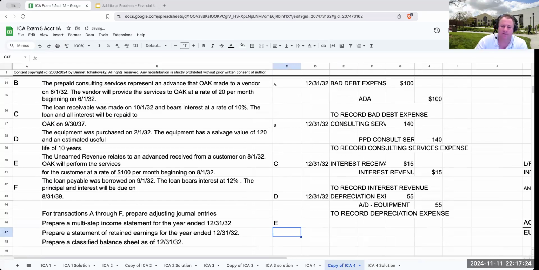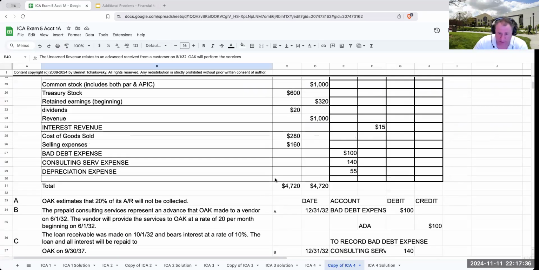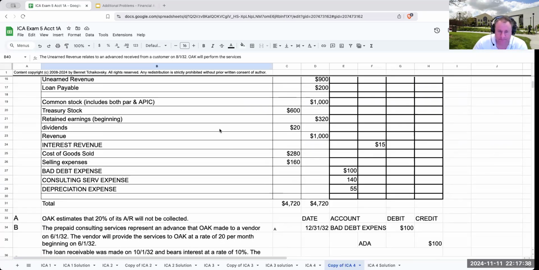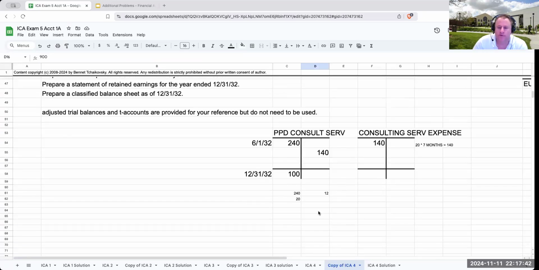Okay, the unearned revenue relates to an advance received from a customer on 8/1/32. I will perform the services at a rate of 100 per month beginning on 8/1/32. So over here, the unearned revenue was 900.